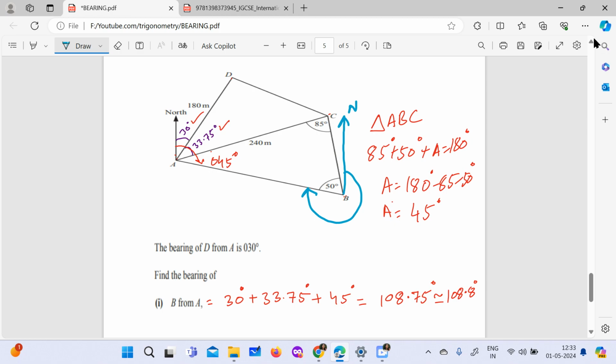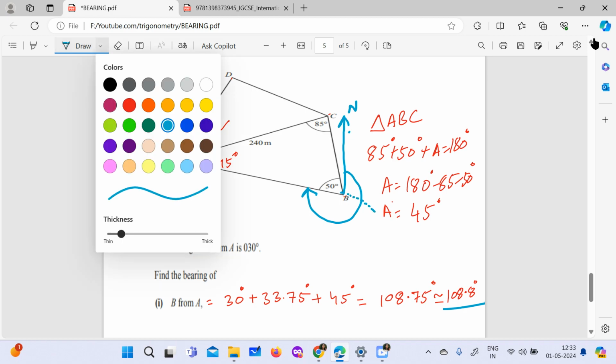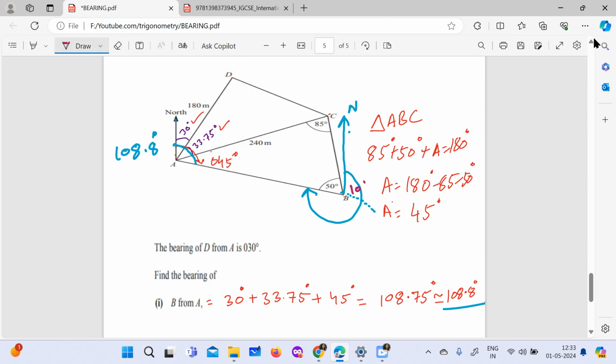Okay, nothing to worry about this. So you see, here is one north and here is one north, and they are parallel, right? And then here you have 108.8 degrees. We calculated it already here. And hence if you extend this line like this, then you will also get 108.8 degrees here. The reason is these two form corresponding angles. And we know that this is a straight line, hence it will be 180 degrees.